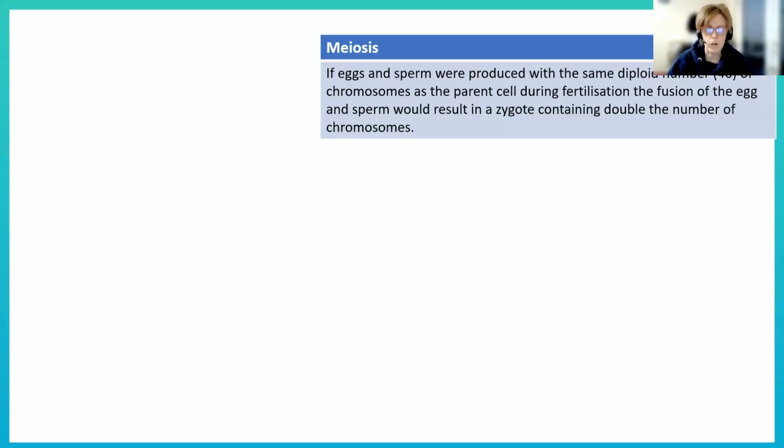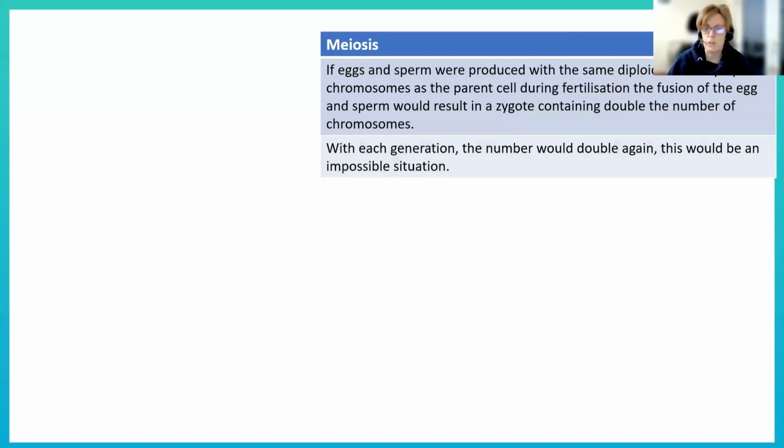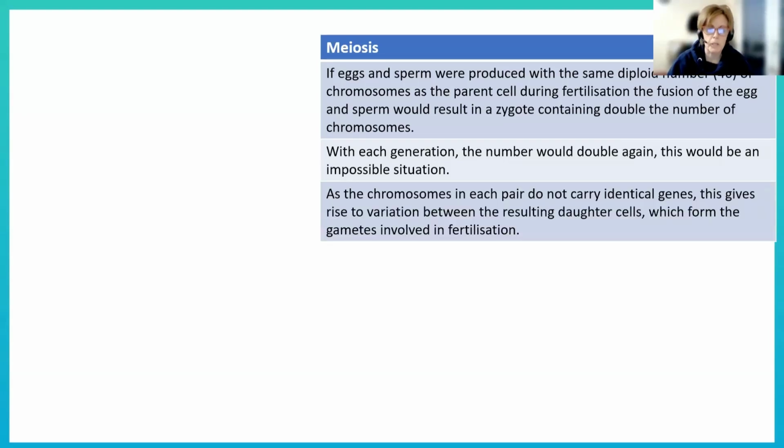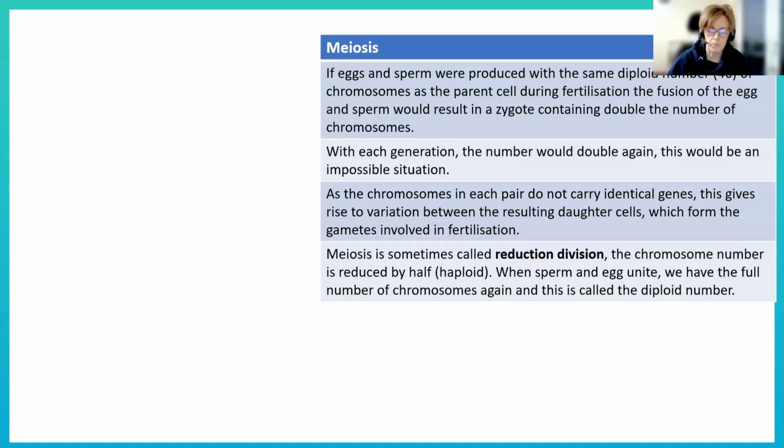So that's not good. We can't do that because each generation, the number would double again, because then we'd be adding 92 to 92, and that offspring would have 184 chromosomes. So we couldn't just keep doing this. It would be an impossible situation. So we need to reduce the number of chromosomes by half for the egg and the sperm, so that when the egg and the sperm fuse together, when they're involved in fertilization, we have the correct number of chromosomes.